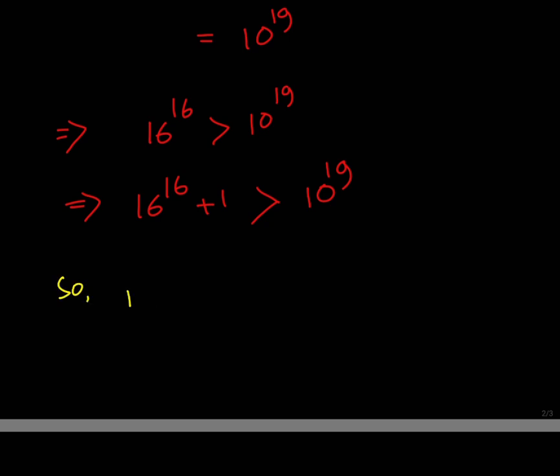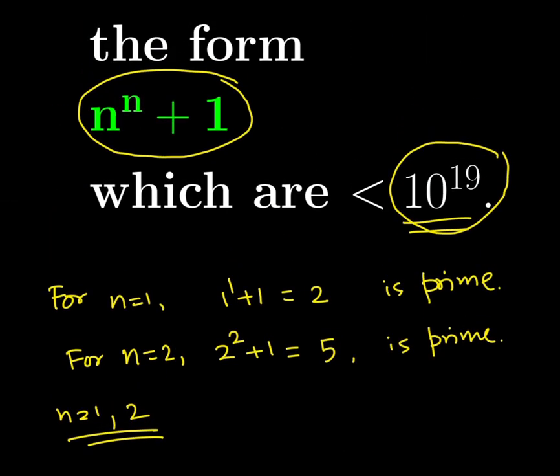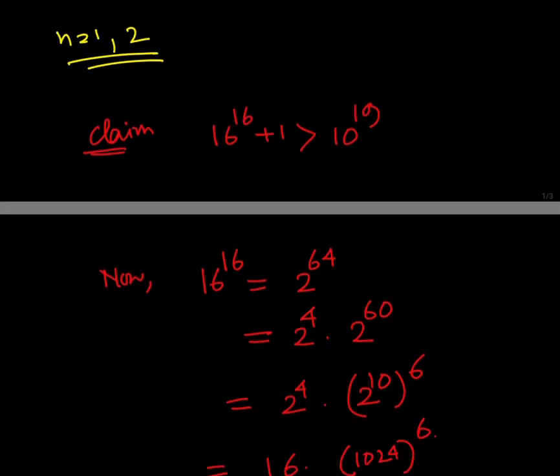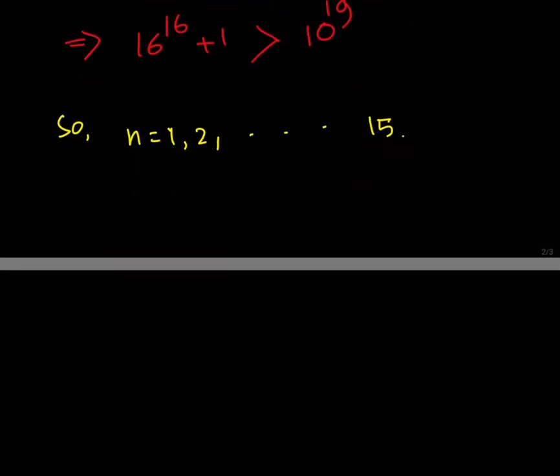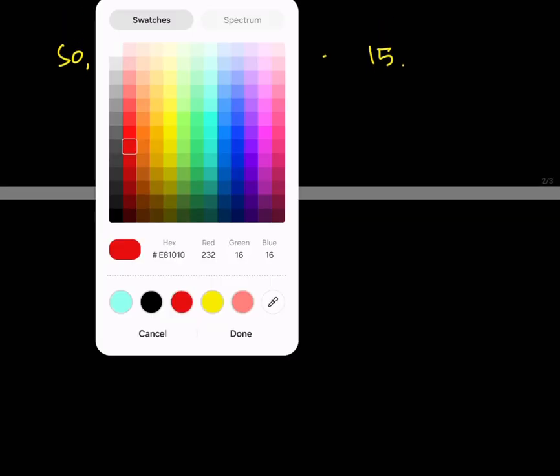So we will search for n equal to 1, 2, up to 15, because 16 to the power 16 plus 1 is greater than 10 to the power 19. The question is asking to find all primes less than 10 to the power 19, so we will check only these numbers, 1, 2, dot, dot, 15. For 1 and 2 we have already checked.